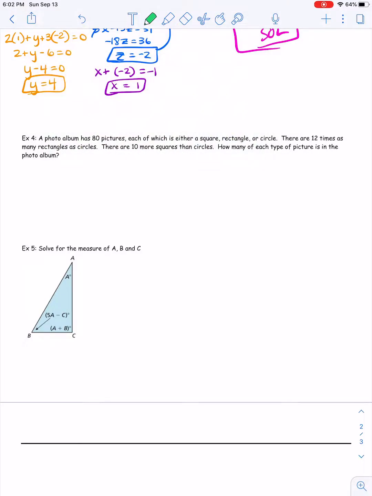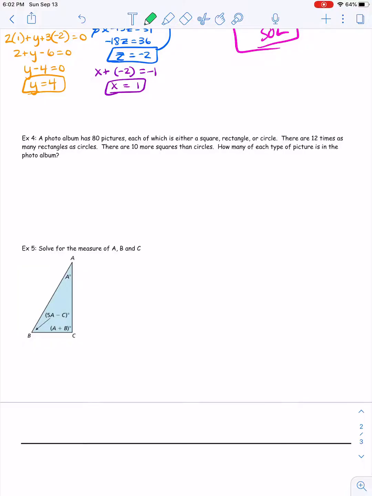All right, it says a photo album has 80 pictures, each of which is either a square, a rectangle, or a circle. There are 12 times as many rectangles as circles. There are 10 more squares than circles. How many of each type of picture is in the photo album?